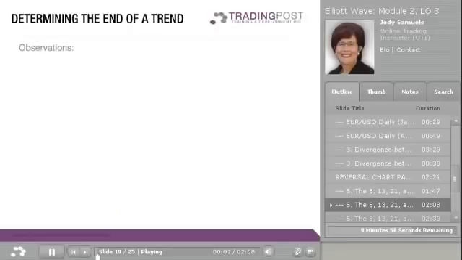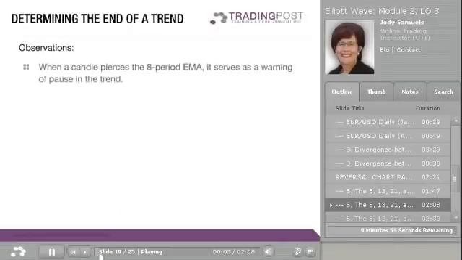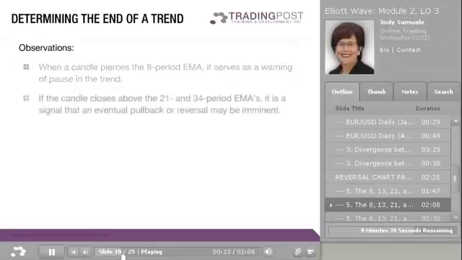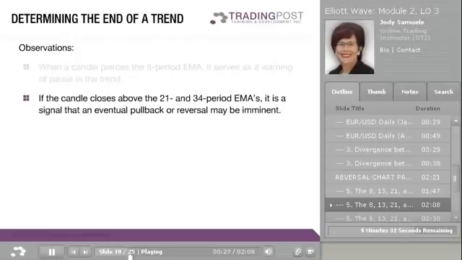Note some observations. When the 8 period EMA is pierced by a candle, it acts as a warning of a hesitation in the trend if the candle pierces but stays below the 8 period EMA. The trend will continue if the close is below all 4 EMAs, but if the close is above the 21 and the 34 period EMA, it's a signal that an eventual pullback or reversal may be imminent. At this point, the 8 period EMA will cross above the other averages, and you will see convergence and crossover. This is exactly the time to exit a position, signaling the end of a 5-wave move.